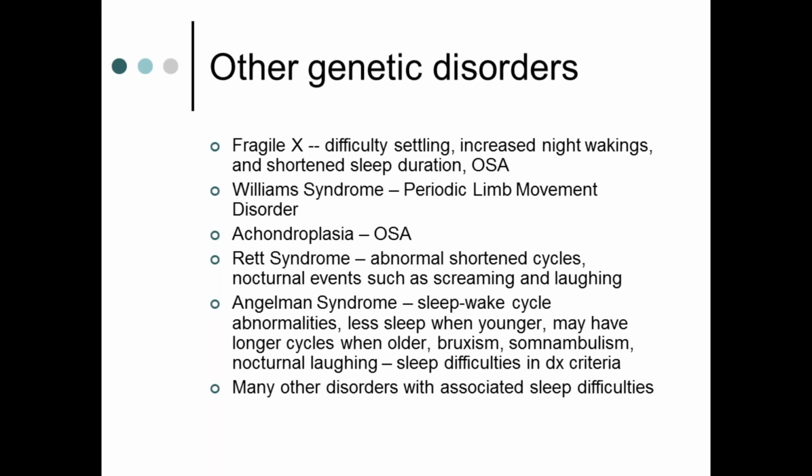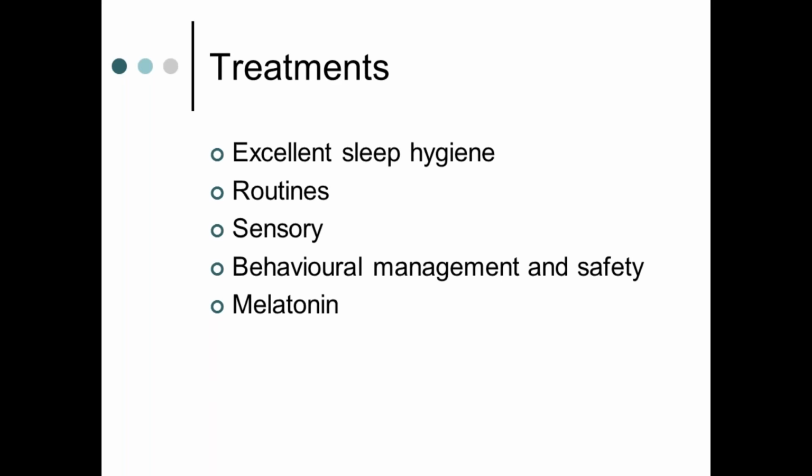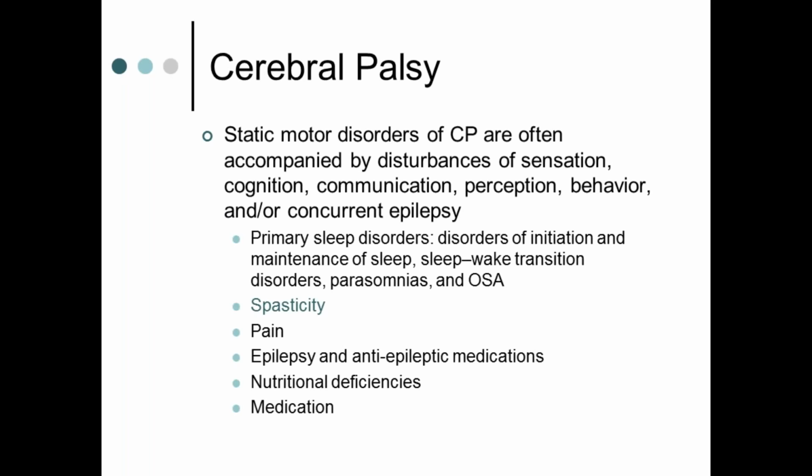So the atypical behaviors. Kids with Angelman syndrome have sleep-wake cycle abnormalities, they can have lots of bruxism, lots of grinding of their teeth. They can also have nocturnal laughing. They can have some walking in their sleep. And in fact, kids with Angelman syndrome can also have difficulty with regular sleep. We need to do excellent behavioral management and safety.